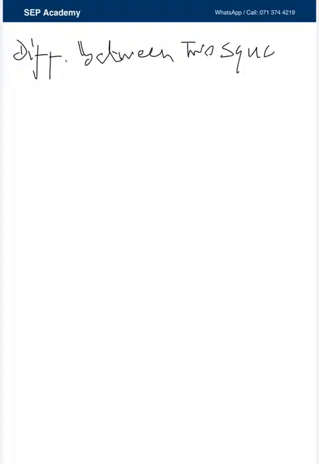Between two squares. I think what I've just said is self-explanatory. Let me just write it down and then I'll break it down. So it's the difference between two squares. So remember, in mathematics, the word difference means you are minusing.